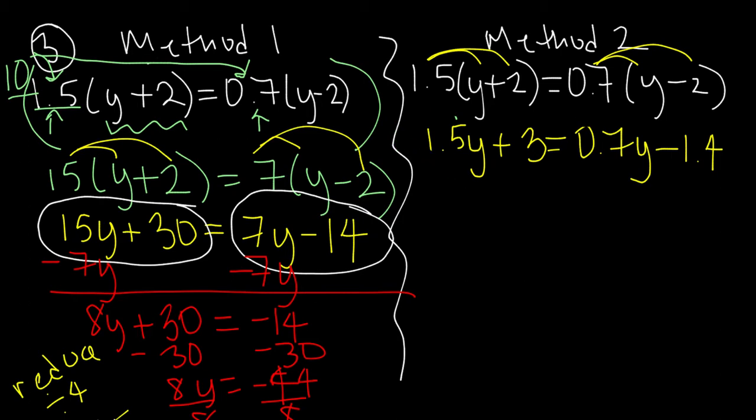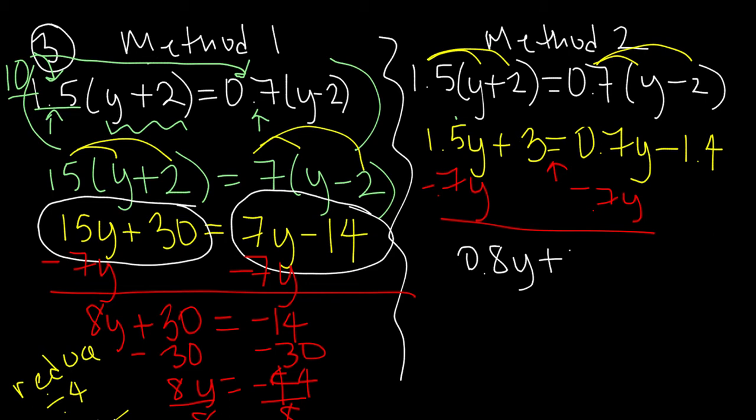Okay. If I didn't multiply by 10, then I would look and see I have nothing that I can combine because I have y's on the left, y's on the right, numbers on the left, numbers on the right of the equal sign, but none of those on the same side of the equal sign. So that means I could move this 0.7y over. 1.5 minus 0.7 is equal to 0.8y, plus 3 equals negative 1.4.